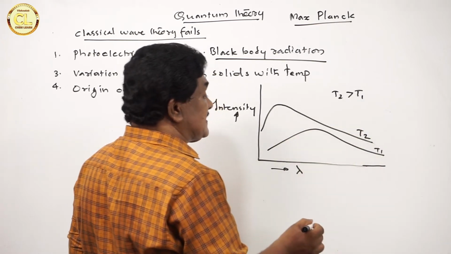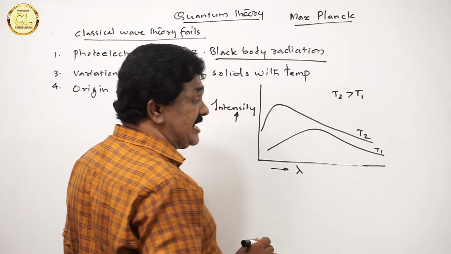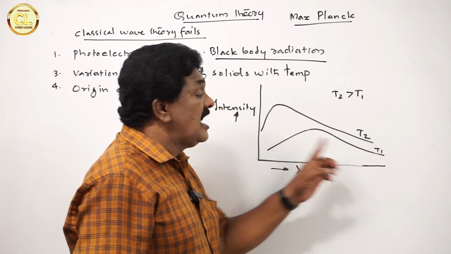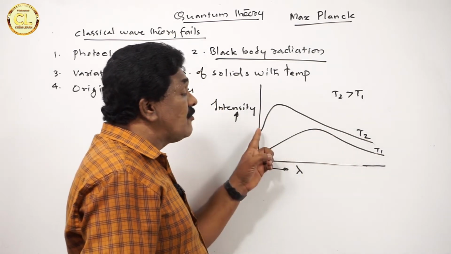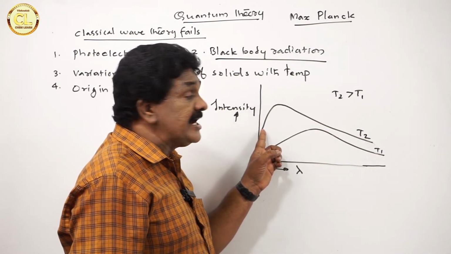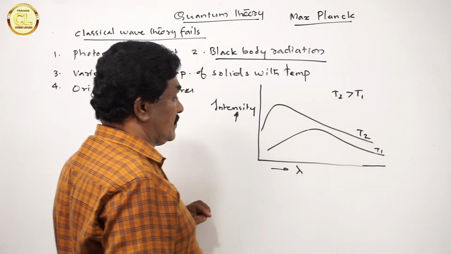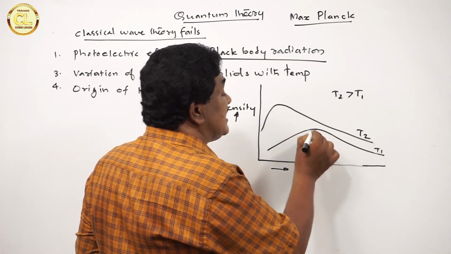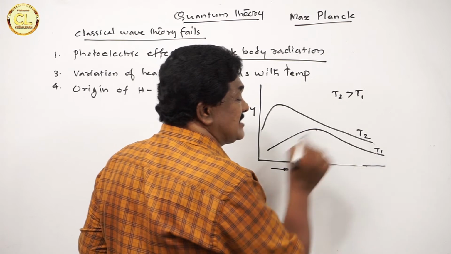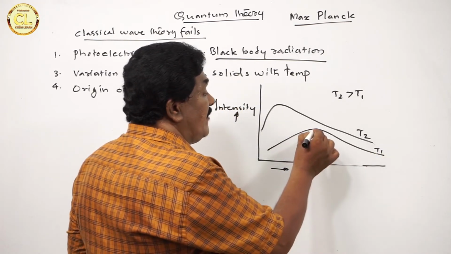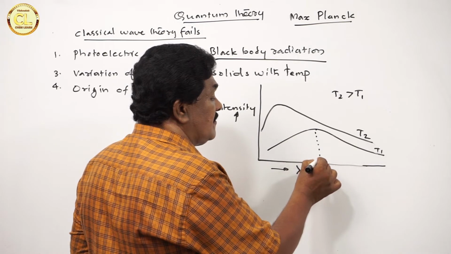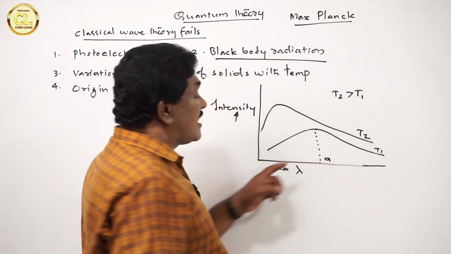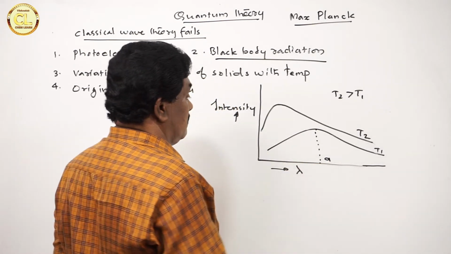As temperature increases, the intensity of the black body radiation increases. See, this is the intensity. This curve stands for the intensity of the black body radiation at a lower temperature, and this curve stands for the intensity of black body radiation at a higher temperature. Moreover, see, this is the maximum in the intensity at T1 temperature, that is at lower temperature. When a tie line is drawn to the wavelength axis, at point A, the corresponding wavelength is obtained.